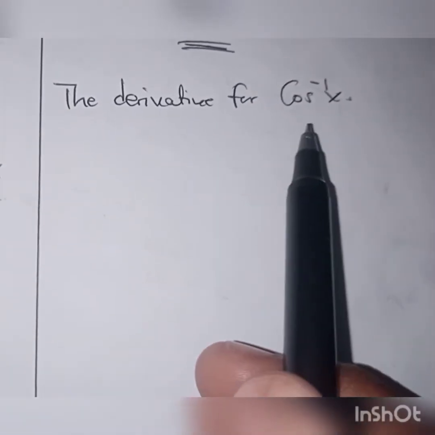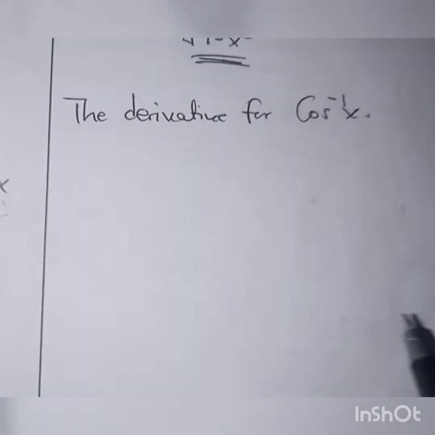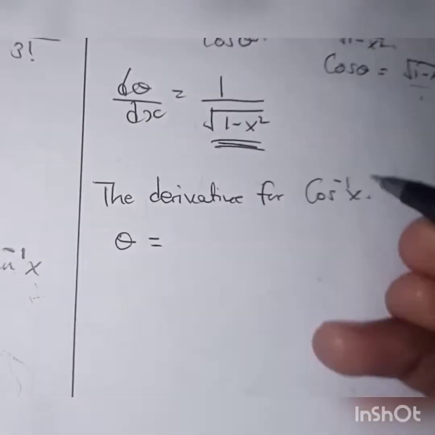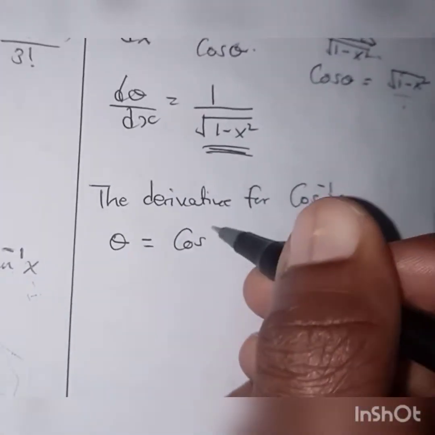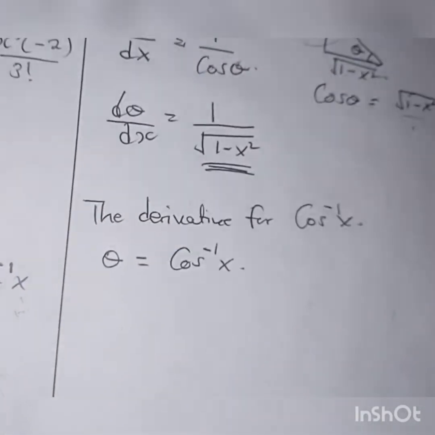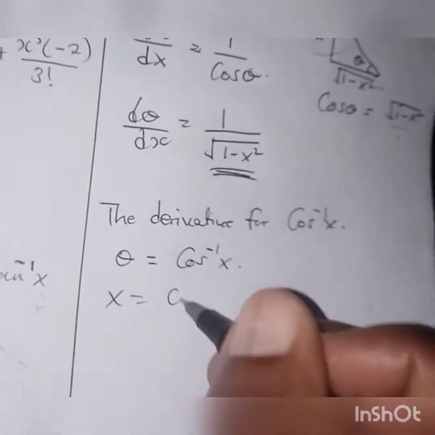What is the derivative of cos inverse of x? The derivative of cos inverse of x, we have to assume this being the function. Let theta be the function of x, which is cos inverse of x. So therefore, we can write this function as x being cos theta.